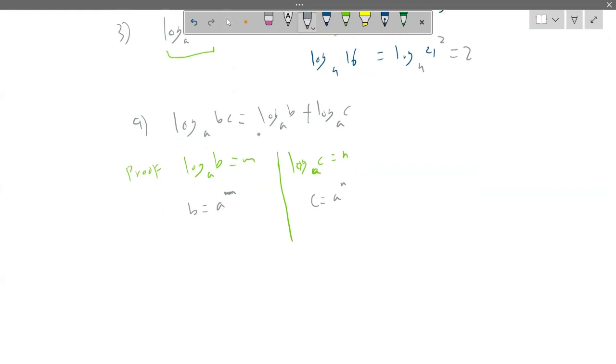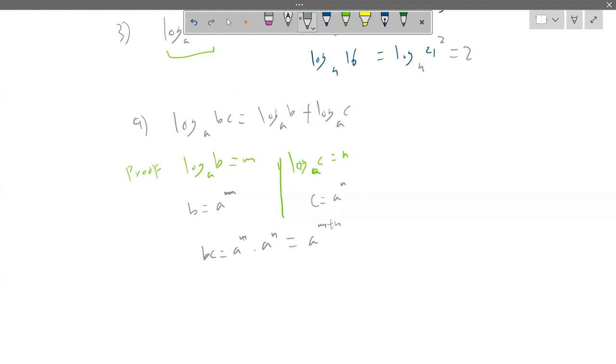Now, if we multiply the two together, BC is equal to A to the power of M times A to the power of N. And we're assuming M could be a real number, and N is also a real number. So here we have A to the power of M plus N.